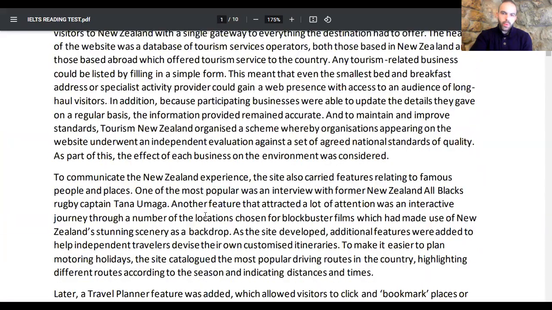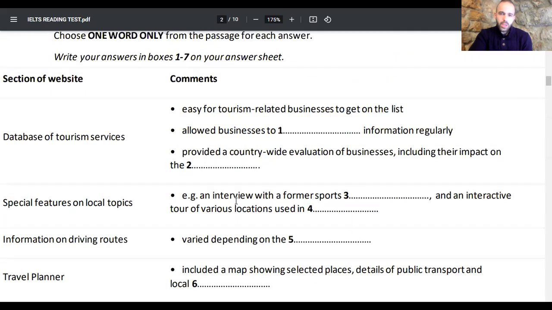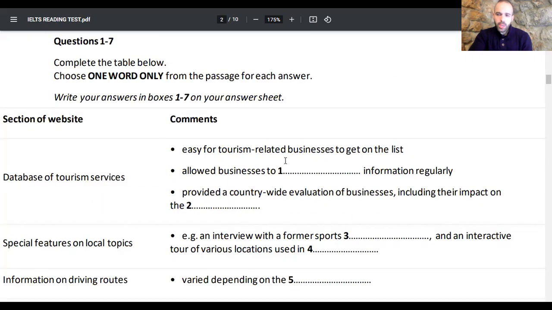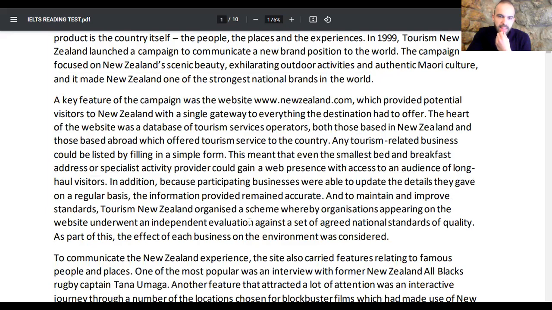By the way, I told you that the answer is in paragraph 2. So we have some keywords. If you go back to the sentences again, in number 1 we have some keywords which are countrywide, evaluation and impact. Sorry, countrywide, not countryside. Looking for the keywords in the passage, we find them at the end of paragraph 2.